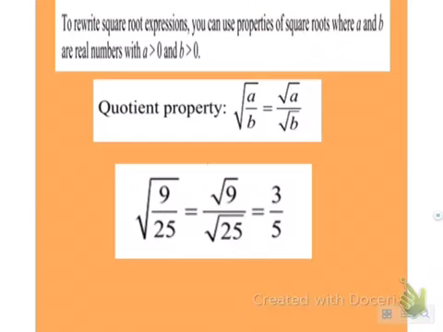Now here's the quotient property when we want to rewrite square root expressions. It says you can break up a quotient into 2 separate radicals also. So the square root of a over b is the same thing as the square root of a over the square root of b. And sometimes breaking them up makes it a little bit more simple to do. So if I want to find the square root of 9 over 25, I can break that up to be the square root of 9 over the square root of 25, which I know the square root of 9 is 3, and the square root of 25 is 5. So that simplifies to be 3 over 5.